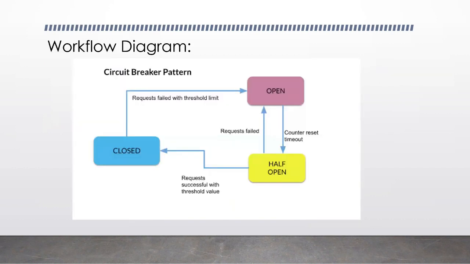Let's see the quick workflow diagram. As I mentioned, it will be in the closed state initially. Then once it meets the threshold limit, it will become the open state. After the open state, after some given time duration, it will try to change the state to half open, and in half open it will allow a few limited requests to process. Once the limited requests are successful, it will switch to the closed state so that it will be normal. If the requests are still failing, it will go back to open so that it will not process any request. It will return the error message.